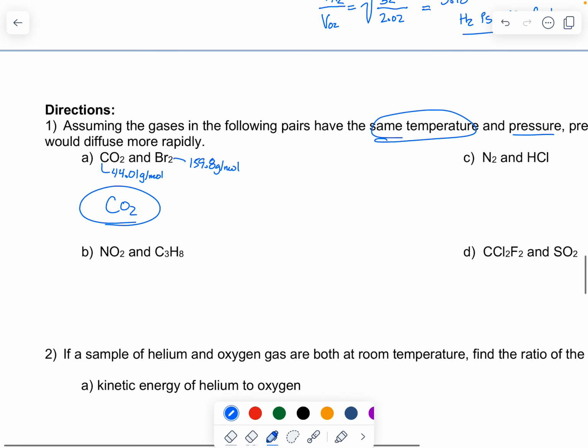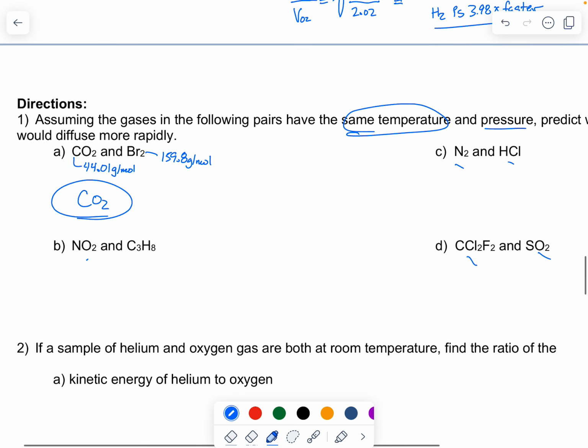And then the same things here. You've got to figure out nitrogen versus HCl, NO2 versus this one, and then CCl2F2 versus SO2. And just calculate the masses, just like we did in Unit 6 and Unit 7. You've got to calculate molar masses. And then you can say, well, this one's 44 and this one's 160, and so the 44 one must be going faster.